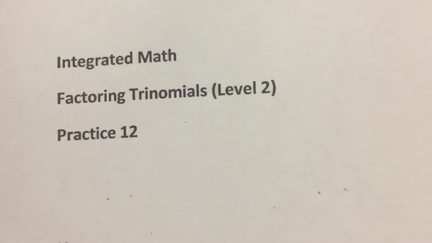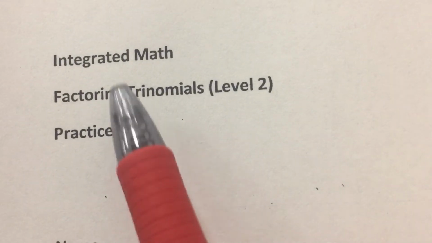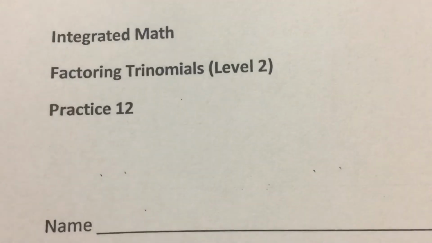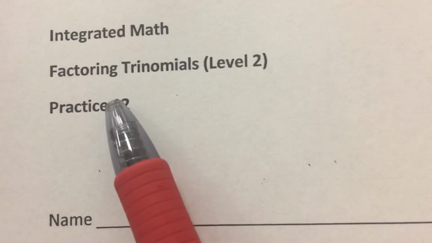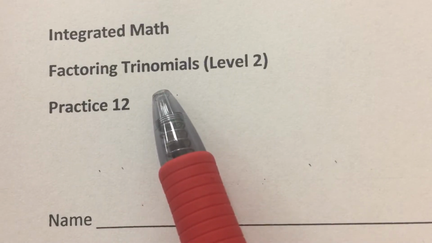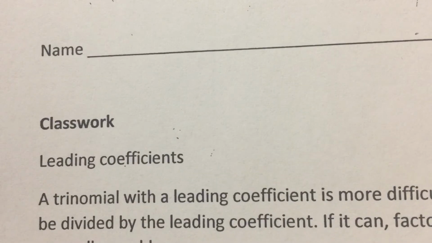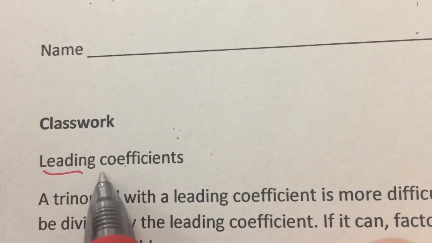All right, welcome everyone. Today we are talking about integrated math, practice 12. We are factoring trinomials at a level 2. We've been factoring trinomials at level 1. Those are the easier kind. These are the harder kinds, level 2. And what can make factoring trinomials more complicated is something known as leading coefficients.